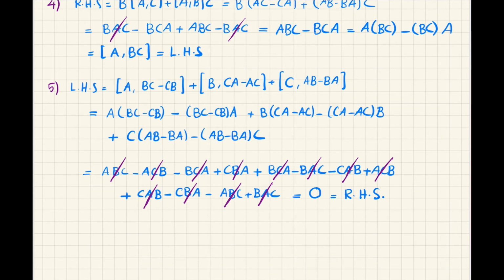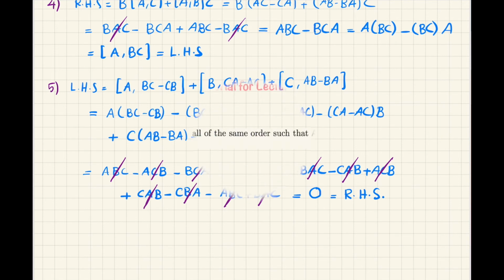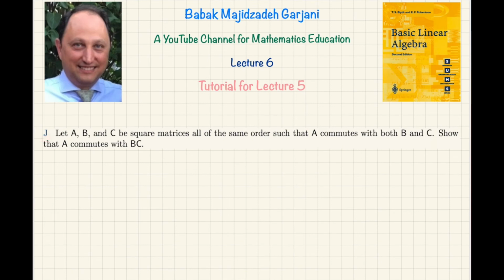Okay, so now we go to the next problem. Problem J. Let A, B, and C be square matrices all of the same order such that A commutes with both B and C. Show that A commutes with B times C as well. Okay, it's an extremely simple problem.